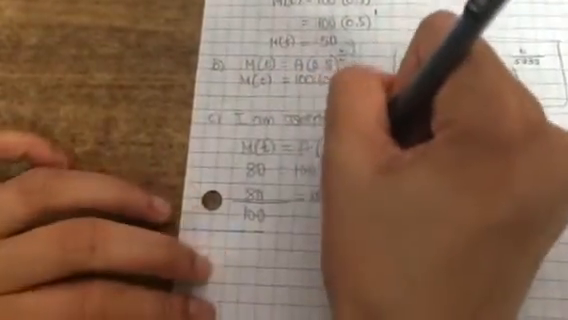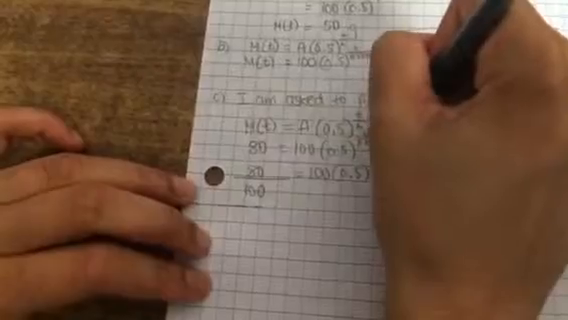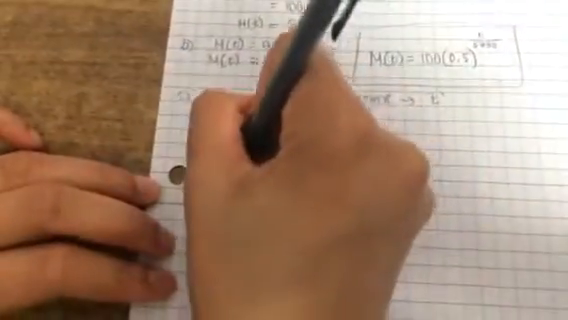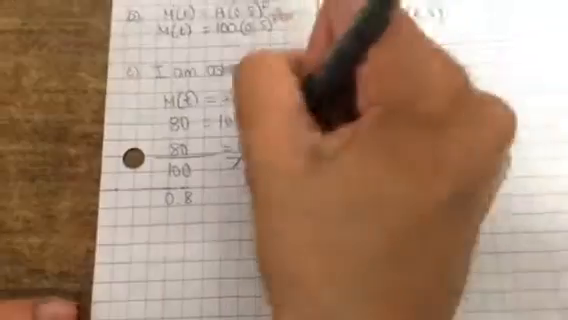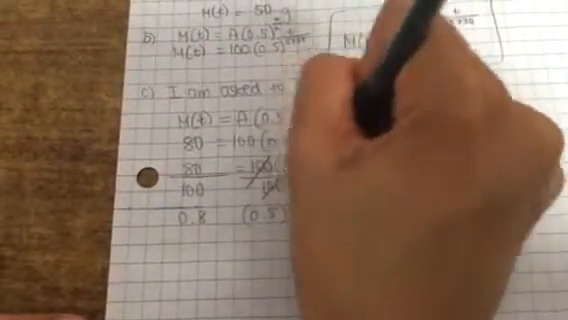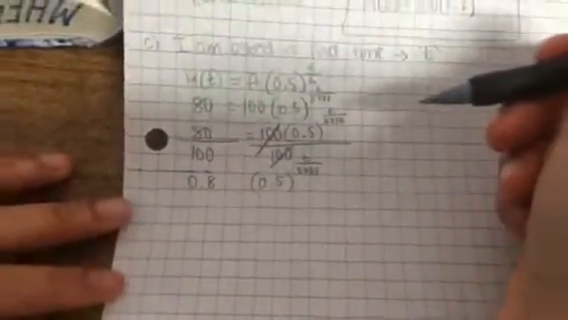And now I just simplify. So divided by 100. So I can divide by 100. Simplify. So I get 0.8 and 0.5 to the power of t over 5,730. Okay, so I want to isolate for t.